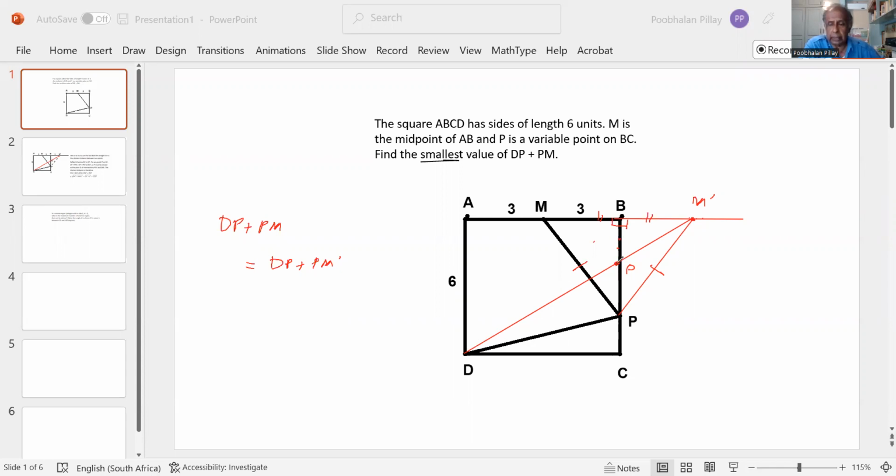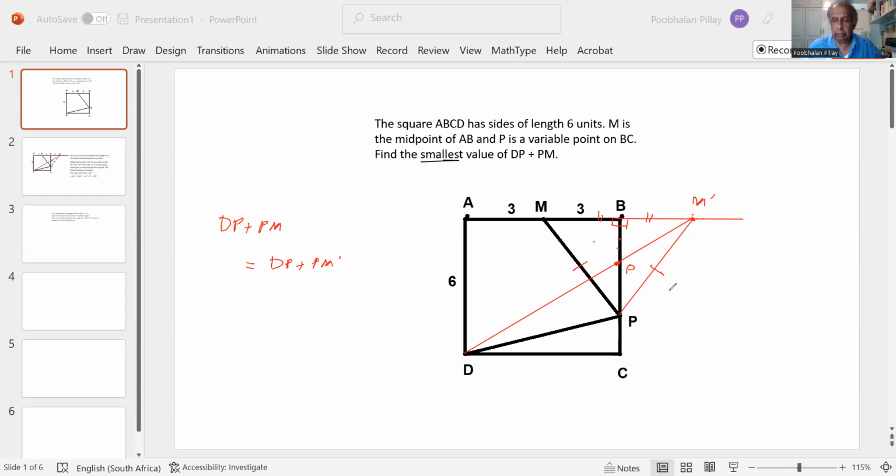So where did this line here come from? It is simply by reflecting M to get a new point M prime, and then joining that. The P that we're looking for is this one here. So that P will give you the smallest possible value for dP plus PM.